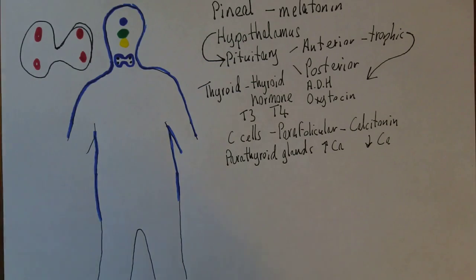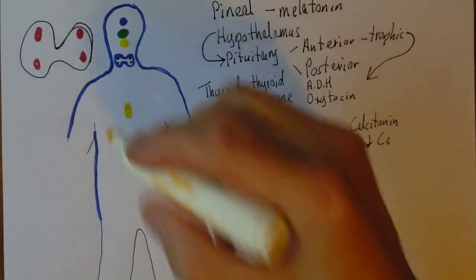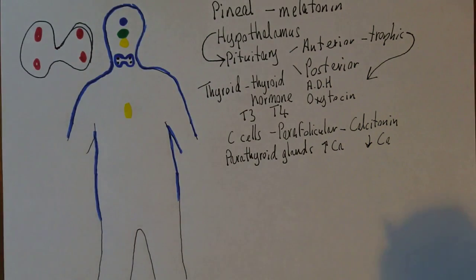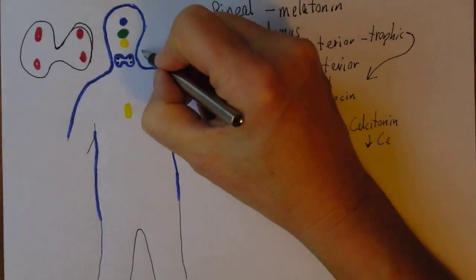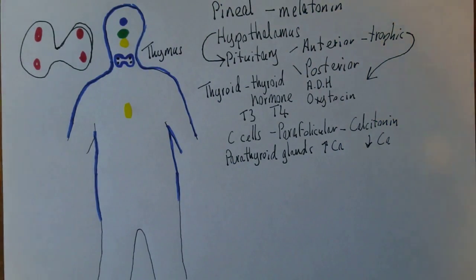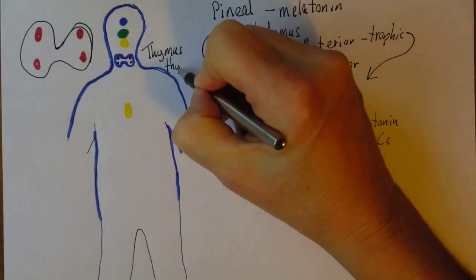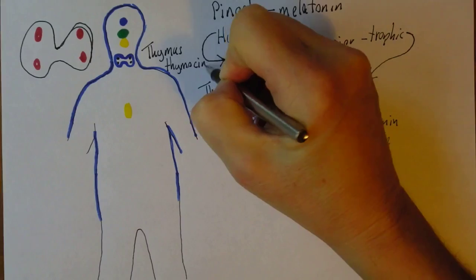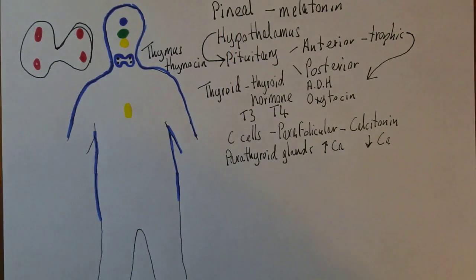calcium levels. Now, in the chest there's a gland in the middle here called the thymus gland. And the thymus gland produces a hormone called thymosin. And the thymosin will stimulate the immune system. It actually stimulates the T lymphocytes and is active during young and developmental life.